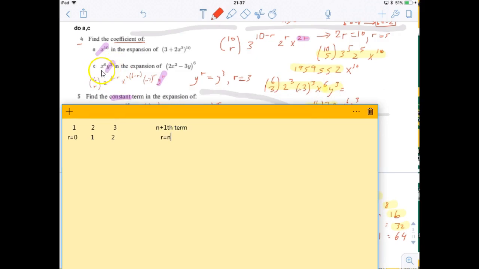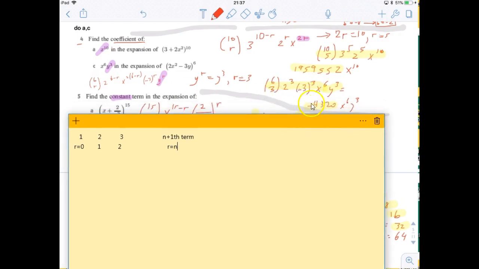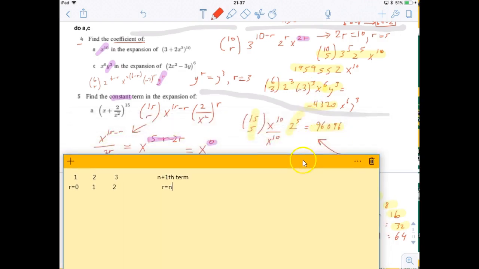The number part is 6 choose 3, 2 to the 3rd times negative 3 to the 3rd. If you type it in your calculator exactly like this, you would get negative 4,320. Be careful with the negative 3 because you do need to keep it in the parentheses, okay? Negative 3 times negative 3 times negative 3 gives us negative 27, by the way. Okay, we finished that one.